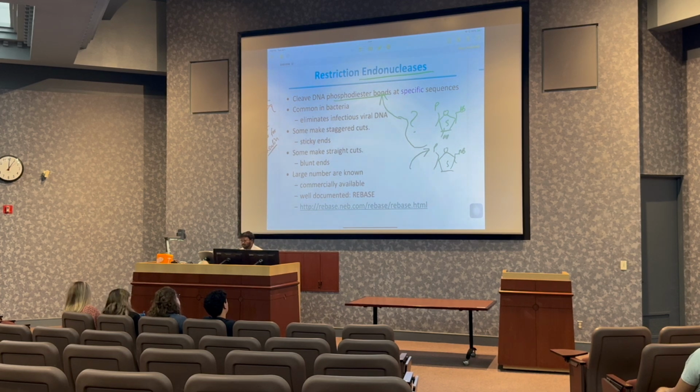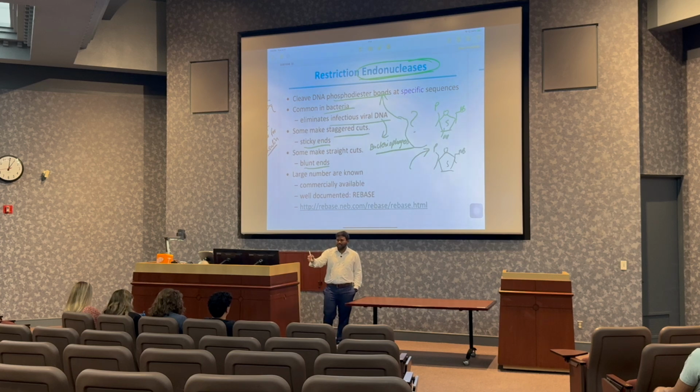So where do restriction endonucleases cut the DNA? At the phosphodiester bond. And what is an endonuclease, what is an exonuclease? You already know that. They are common in bacteria, and they eliminate infectious viral DNA. And what is infectious viral DNA? Bacteriophages. Some make sticky ends, some make blunt ends. What do you mean by blunt ends and sticky ends? It's very obvious from the name. Blunt means it's an end, you will not have anything hanging around that, and sticky means you have something hanging around.